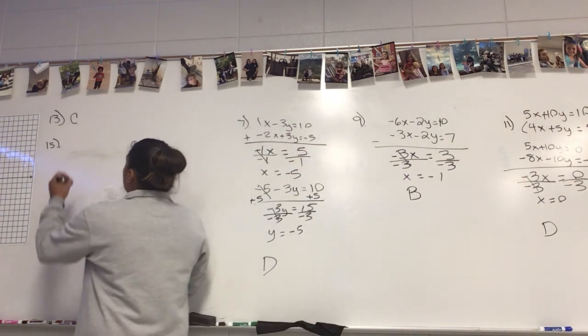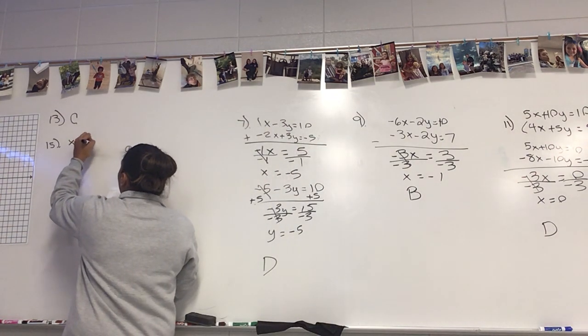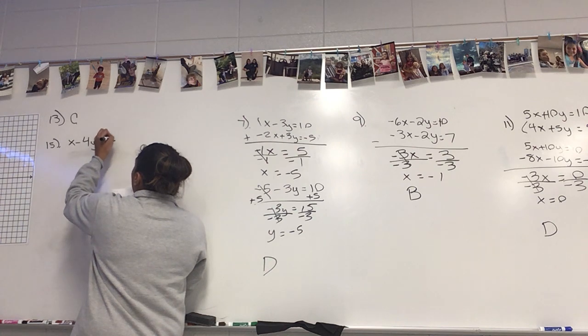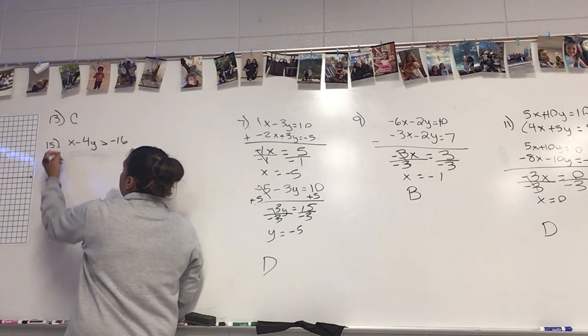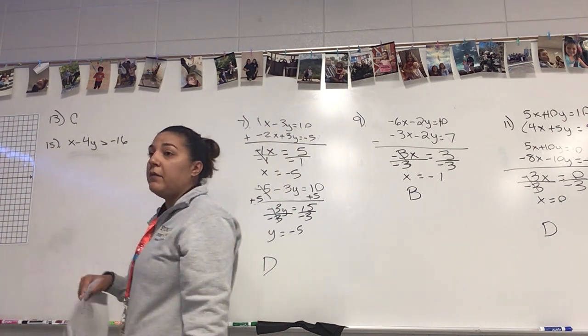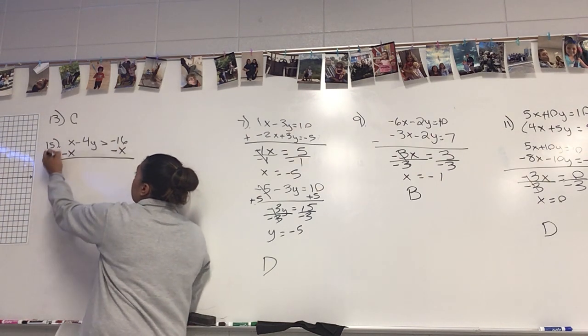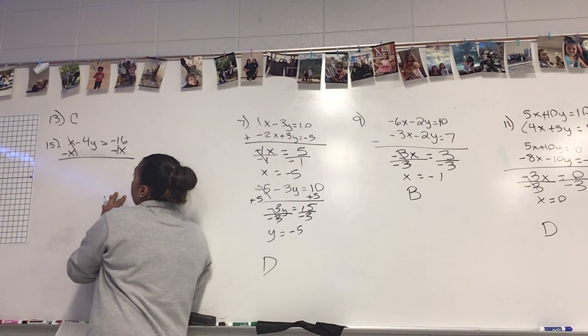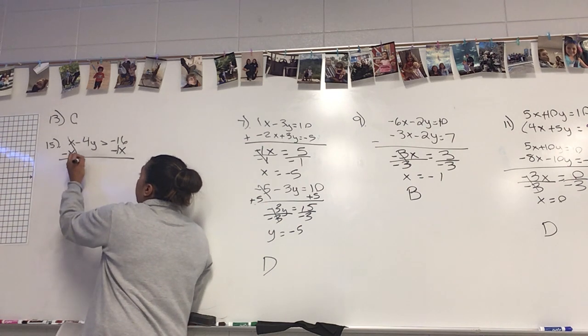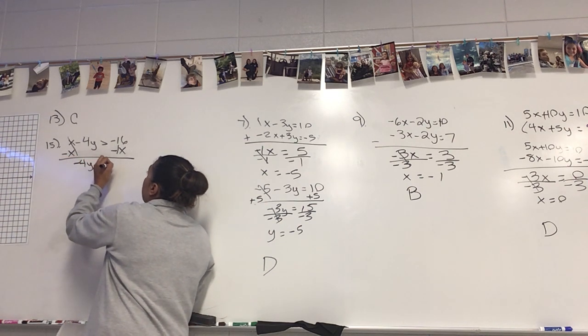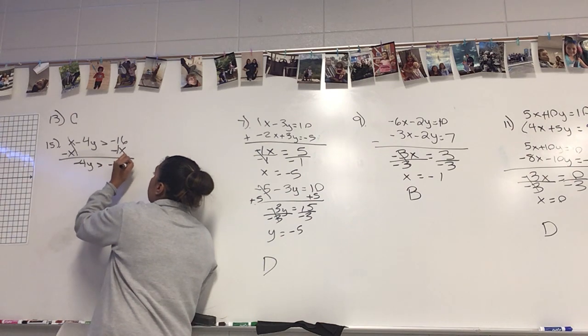Have to solve this one out. So you got x minus 4y, and then we got negative 16. Same thing, you subtract the x's and divide by the y. So you're going to say minus x. As always, I would put a 1 in front of that x. And then I got negative 4y, and I got negative 16 minus 1x.